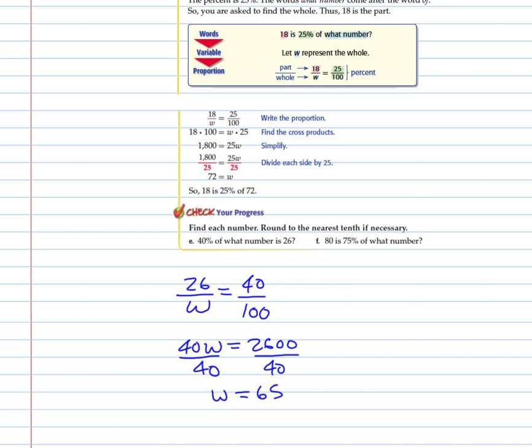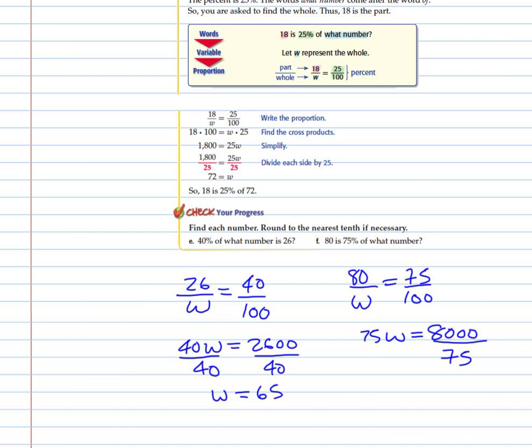In my second example, 80 is 75% of what number? So 80 over W equals 75 over 100. Cross products. 75W equals 8,000. Divide both sides of my equation by 75.